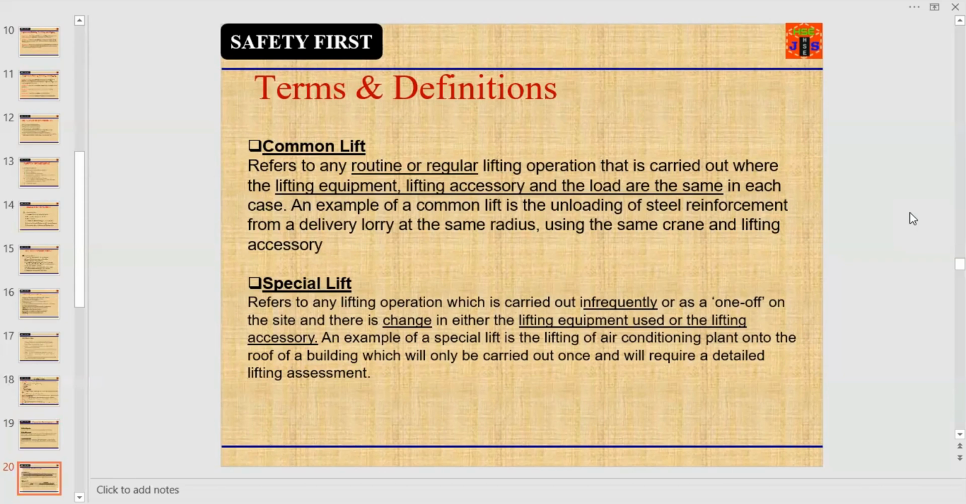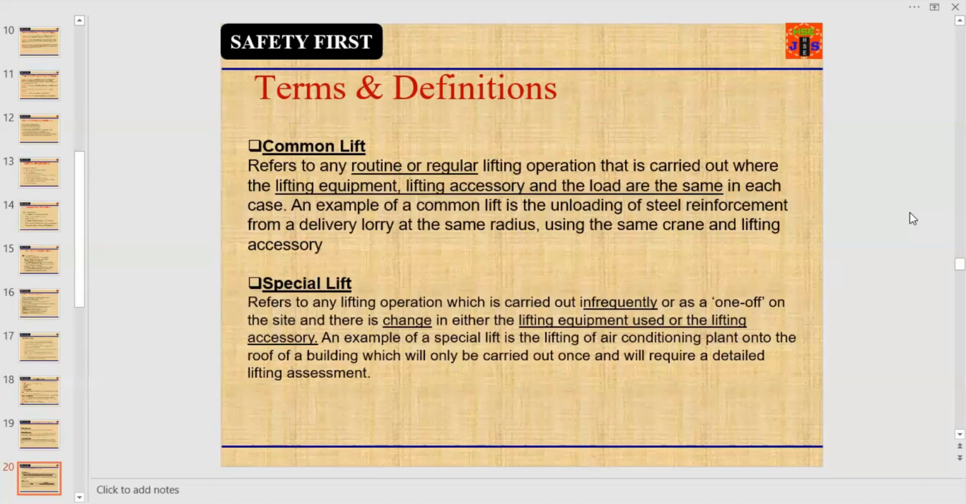What do you mean by common lift? Common lift refers to any routine or regular lifting operation that is carried out where the lifting equipment, lifting accessory, and the load are the same in each case. An example of the common lift is the unloading of steel reinforcement from a delivery lorry at the same radius using the same crane and lifting accessories.